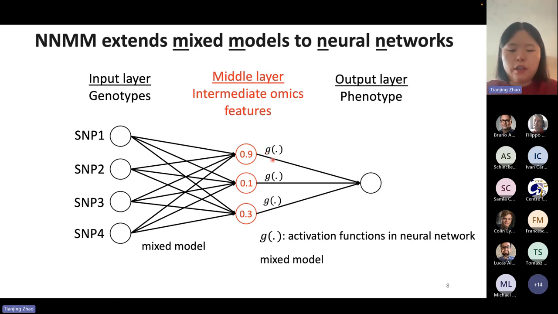We can also assign different activation functions here to approximate the nonlinear relationships between omics and phenotype. So that's how we extend the conventional mixed models to a three-layer network, such that we can include the omics between genotype and phenotype to construct this multi-layer regulation network. And I just want to mention that these three layers are not separate analyses, like from the first layer to the second layer, then from the second layer to the third layer. These three layers are actually connected together, and I will tell you more details later.